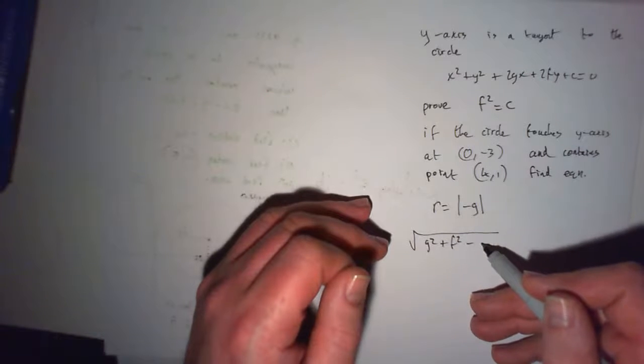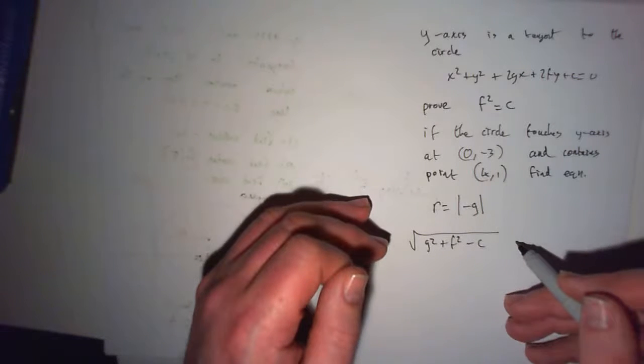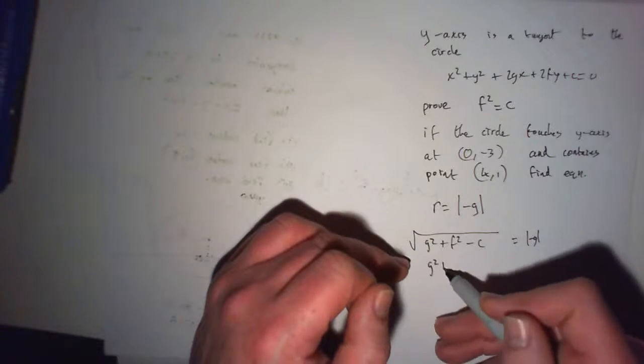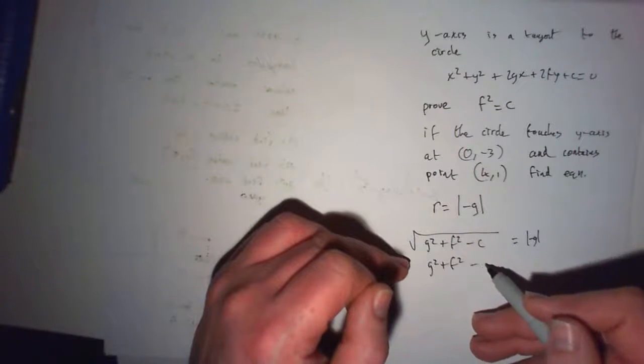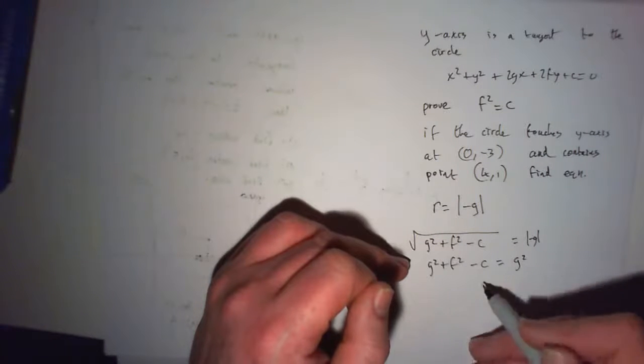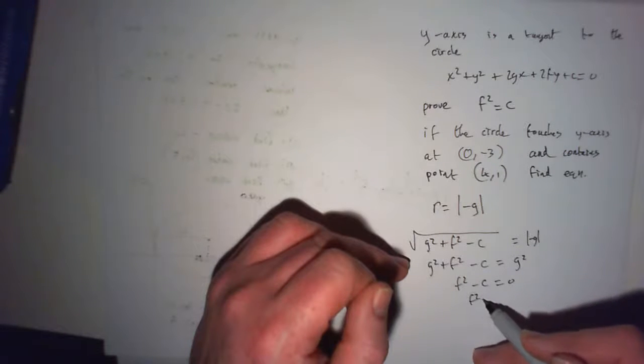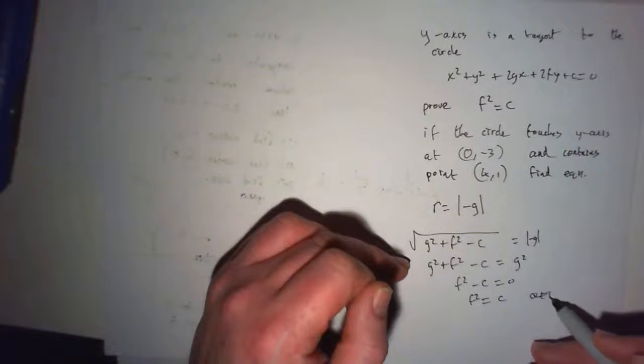So let's expand that out using our identity. The square root of, yes, you got it, g squared plus f squared minus c is going to be equal to the absolute value of g. Square both sides. g squared plus f squared minus c is going to be equal to g squared. Cancel the g squared. So f squared minus c is equal to 0. f squared is equal to c. So you've proven the point that you're asked to prove.